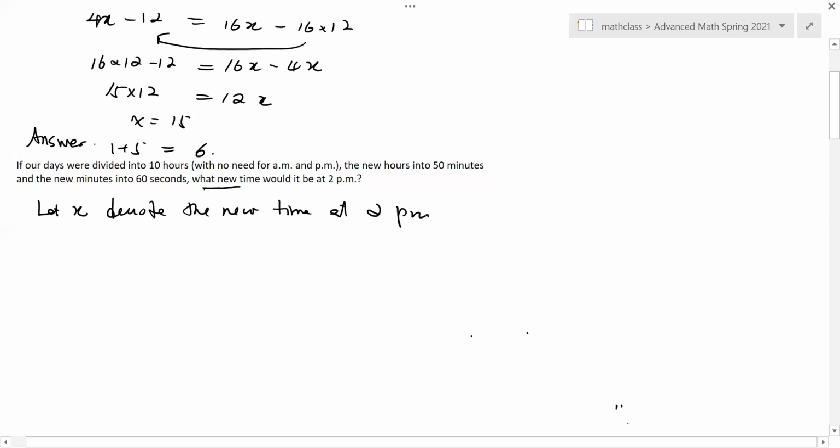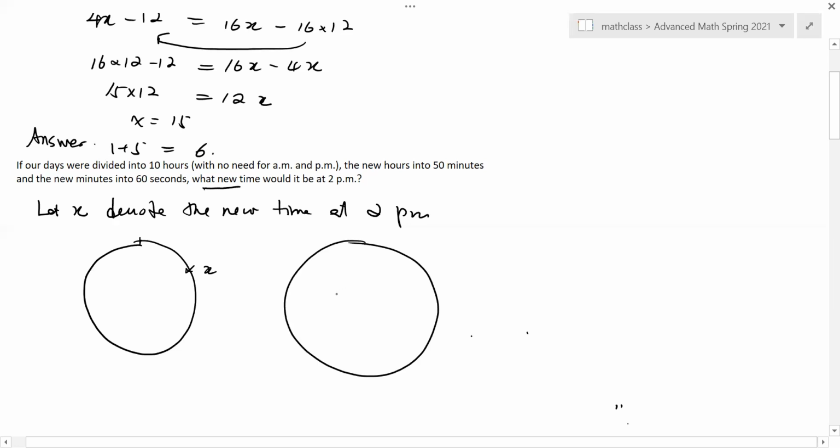So here, the complete circle is 10 hours. Then X is here, and here we have a total of 24 hours.